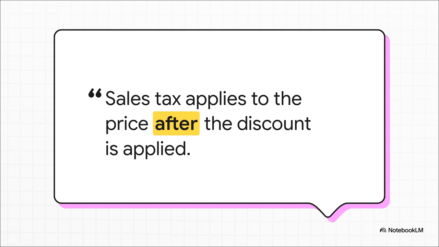Now, the absolutely crucial point here is understanding exactly what number the government taxes. There is this huge common myth that tax is calculated on the original $200 retail price. No way. Look at this quote straight from TaxJar, one of our expert sources on tax compliance. Sales tax applies to the price after the discount is applied. That is a golden rule. You literally only pay tax on the actual amount of money changing hands.